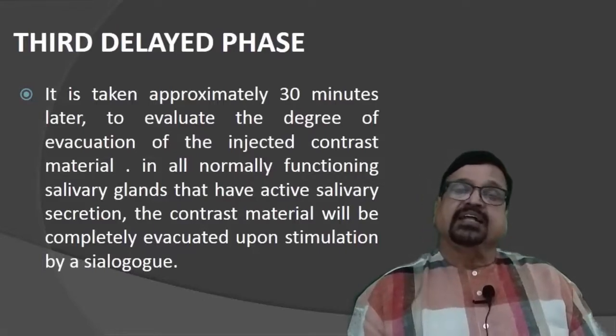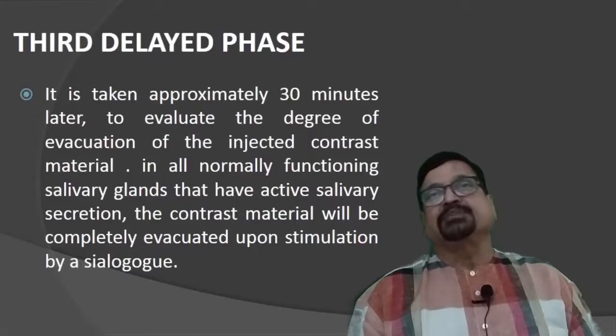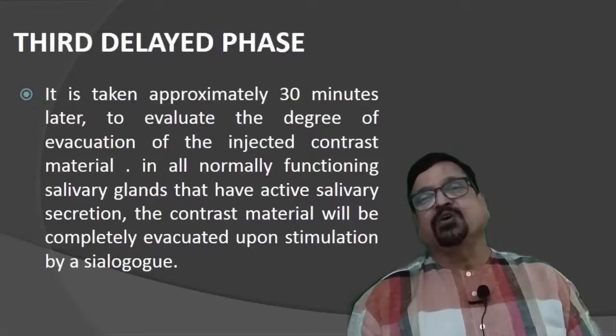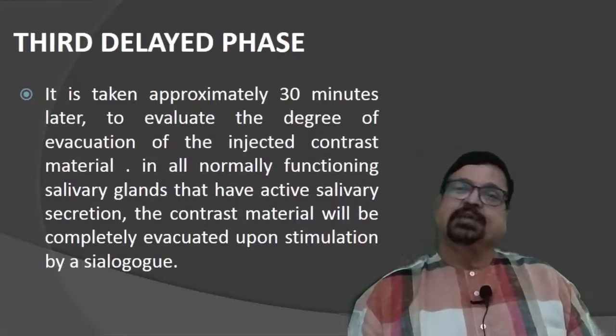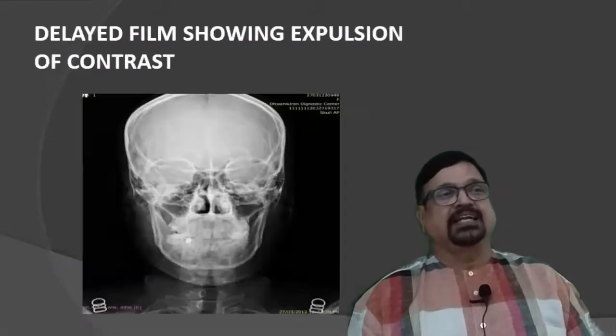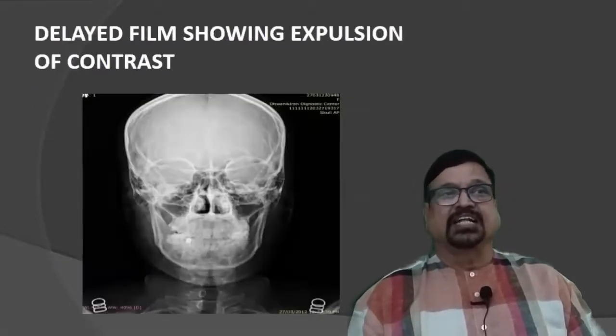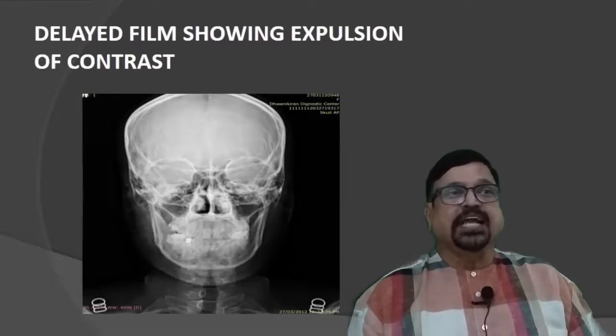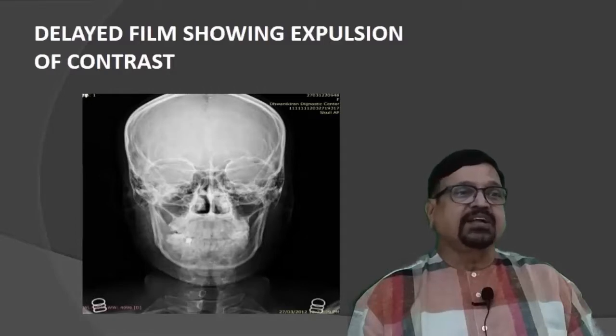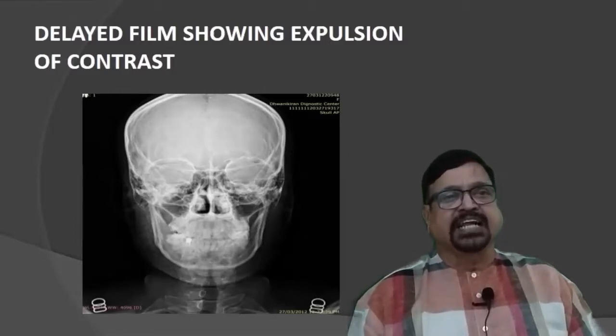Sometimes naturally, sometimes if you still see it, then give a drop of lemon and try it. It will get washed away. And if it doesn't get washed away, think of some distal obstruction. So this is a delayed film showing expulsion of contrast. Here you are seeing that on the right side almost all the contrast has gone with some remnants. Some enlargement of the parotid gland is also seen.